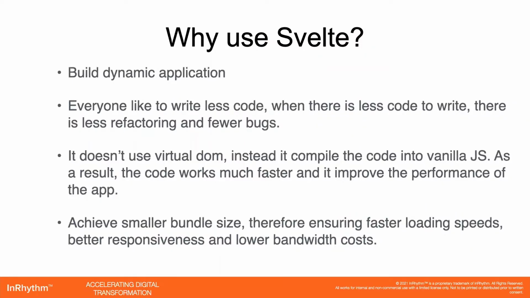So why do you want to use Svelte? If you like to build a dynamic application, then Svelte is the way to go. If you like to write less code, then Svelte is the way to go. Everyone likes less code. When there's less code to write, there's less to maintain and fewer bugs to deal with. Svelte doesn't use a virtual DOM; instead it compiles the code into vanilla JavaScript. As a result, the code works much faster and improves the performance of the app. It achieves a smaller bundle size, therefore ensuring faster loading speed, better responsiveness, and lower bandwidth costs. This is very beneficial for a user with a poor network.